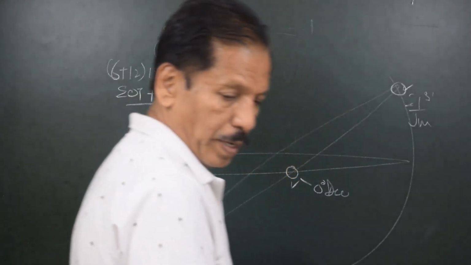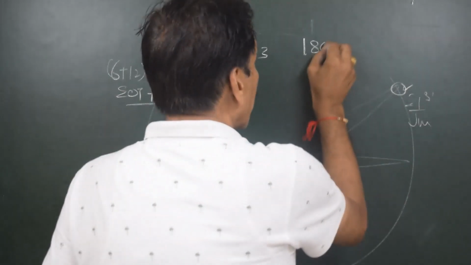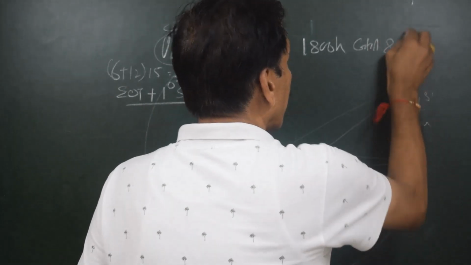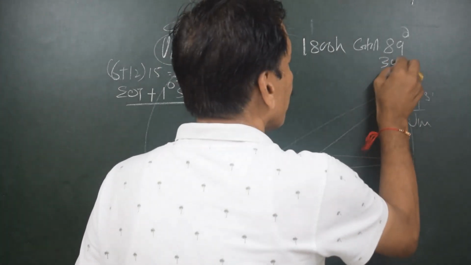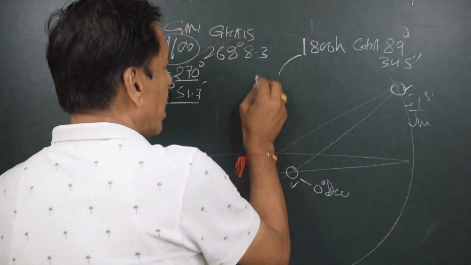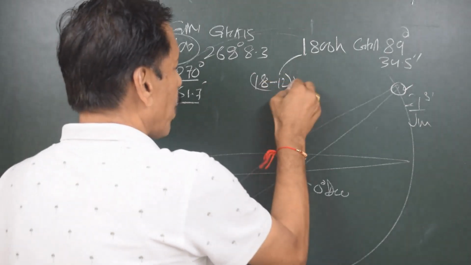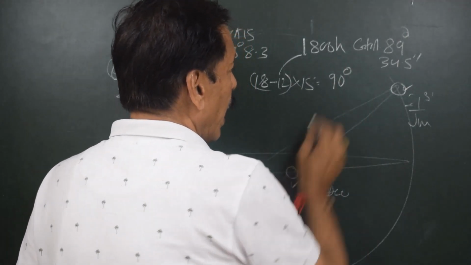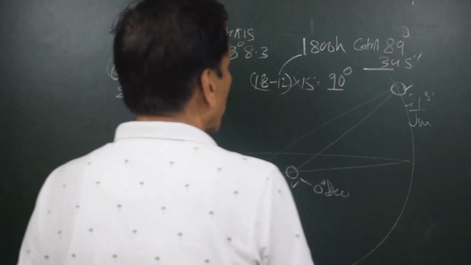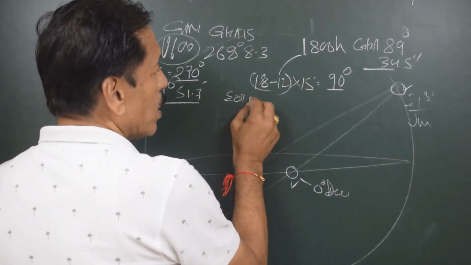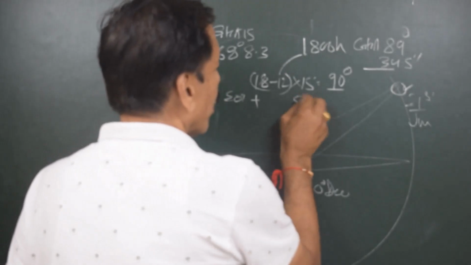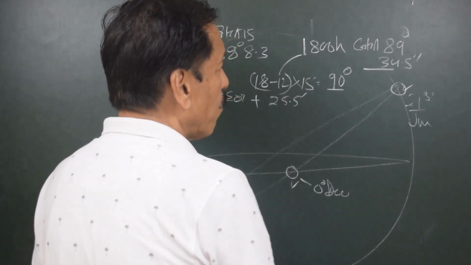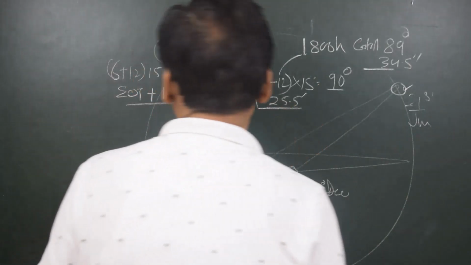Now let us see what is the situation when the declination of the sun becomes maximum. What I find is there is this GMT 1800 hours at which the GHA true sun becomes 89 degrees and 34.5. But 1800 means 18 minus 12 multiplied by 15, giving me 90 degrees as GHA mean sun. And GHA mean sun minus GHA true sun, that is equation of time, once again looks positive: 0 degrees 25.5 minutes. Equation of time is 25.5 minutes.